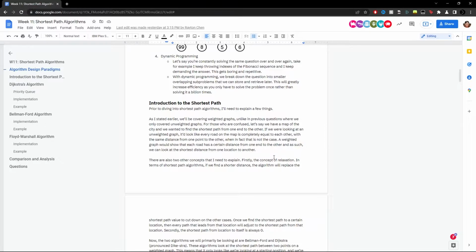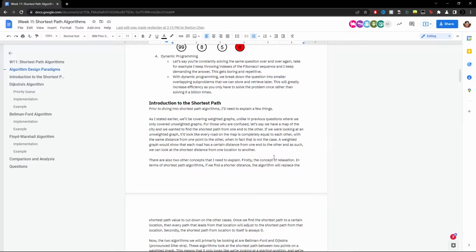Roads have different qualities, have different distances between each other, and so on and so forth. And a weighted graph would show that each road on this map has a certain distance from one to the other, and as such, we can look at the shortest distance from one location to the other. Because if we're looking at an unweighted graph of the city, and we want to go from one location to another, it will give you the least amount of roads to take, but it won't tell you the shortest distance.